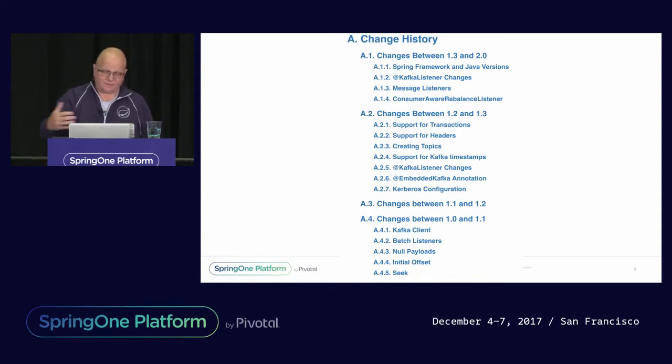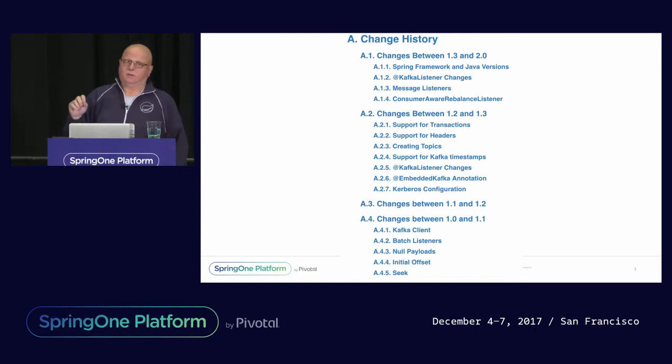Initially we added stuff like batch listeners. That was a community request. Null payloads to support compacted topics and deleting entries from compacted topics. In 1.1 to 1.2, that was really just the client change to support the 0.10.2 client and 0.10.1 client, sorry. And then we have other changes, like we added the embedded Kafka annotation for JUnit tests.